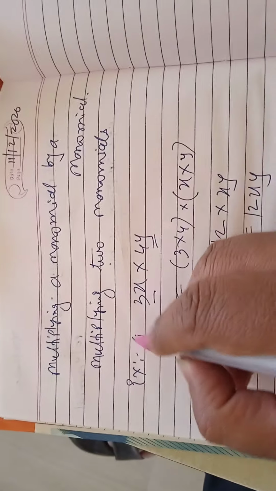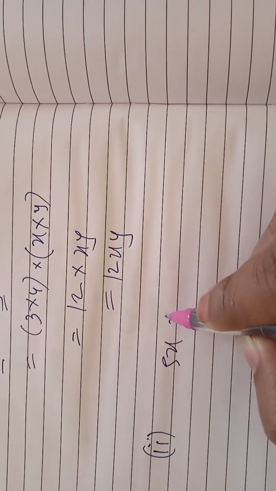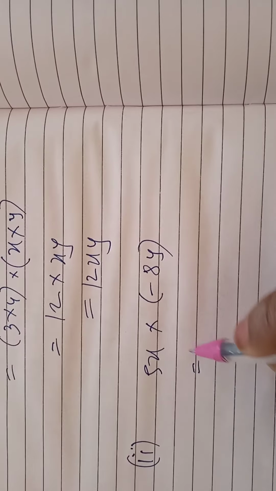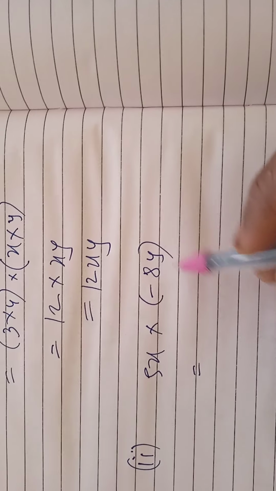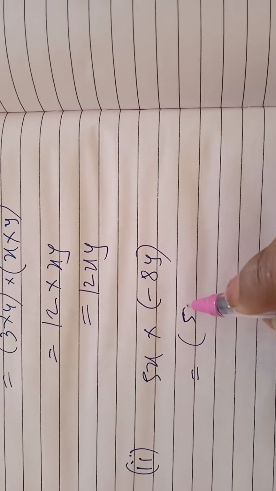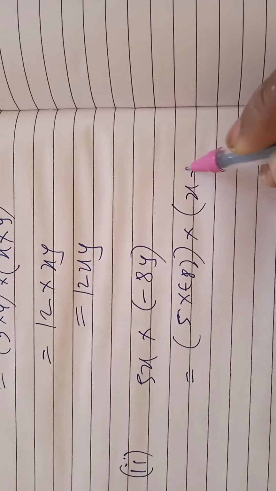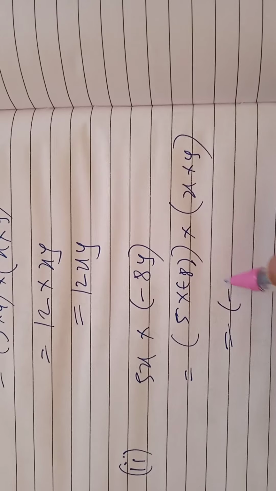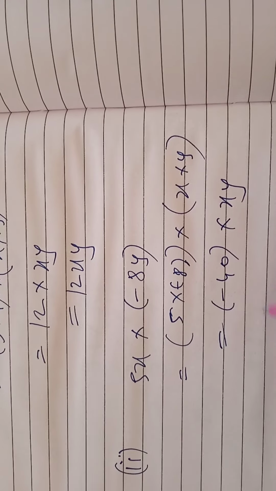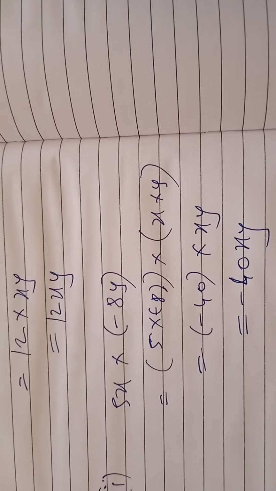Then the next example, suppose 5x into minus 8y. This type of question. Here 5 is the coefficient of x and minus 8 is the coefficient of y. So we write these two coefficients in a bracket, 5 into minus 8, and in the second bracket we write the variables. So 5 into minus 8 means minus 40 into xy, which equals minus 40xy. This is our answer.